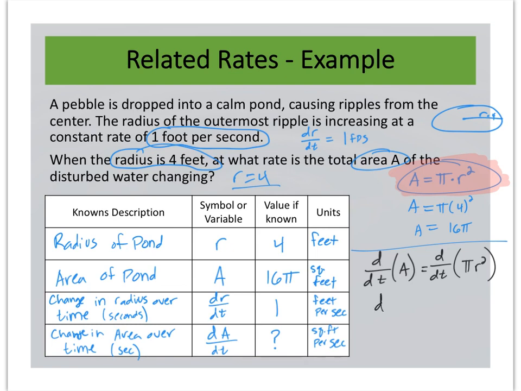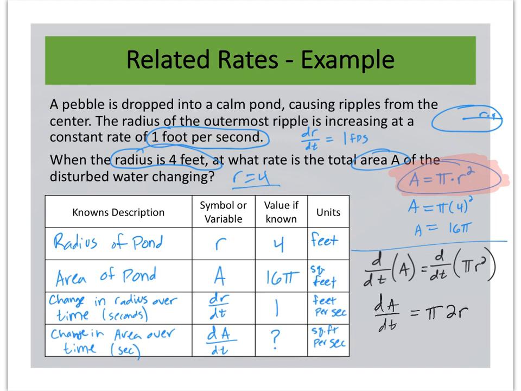So this is dA, capital A, dt. And the derivative of pi r squared, well, pi is not a variable. Pi is a constant, so the pi is going to stick around. The derivative of r squared is 2r.